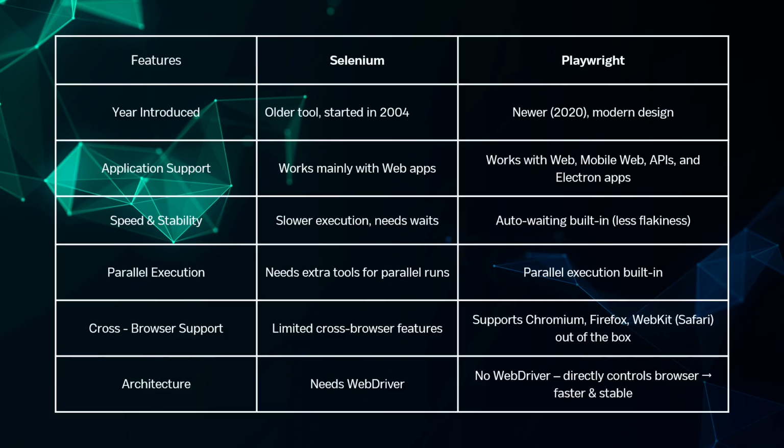Selenium needs an extra tool for parallel runs, but in Playwright parallel execution is built in, so you don't need any extra tool for it. Selenium has limited cross-browser features and Playwright supports Chromium, Firefox, Safari. Selenium needs a web driver, but in Playwright you don't need any web driver. It directly controls the browser and is faster and stable. So in short, Playwright is faster, less flaky, easier to use for modern apps compared to Selenium.